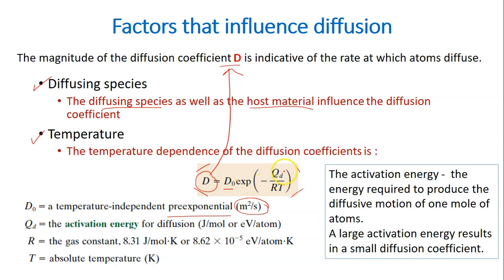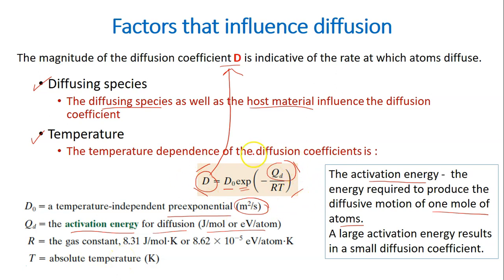Exponential of negative QD over RT. QD here is the activation energy, and the unit is joules per mole or eV per atom. The activation energy means the energy required to produce the diffusive motion of one mole of atoms. A large activation energy results in a small diffusion coefficient. When you have a large QD, you will get a small value of D because this is exponential. R here is the gas constant and T is absolute temperature.